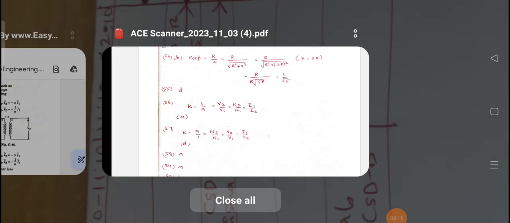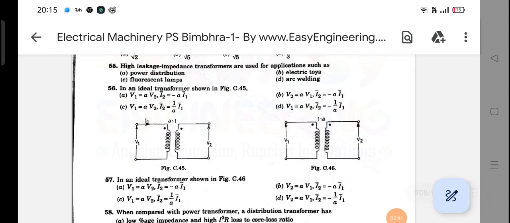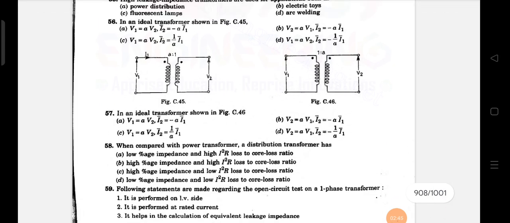From the given options, observe the first option: V1 equals A V2, I2 equals A I1. That means the first option is correct. But see here, a minus sign is given. Minus indicates that there is a 180 degrees phase displacement between primary current and secondary current. That is the difference. See here, there is no option which has I2 equals plus A into I1. No need to get confused here.